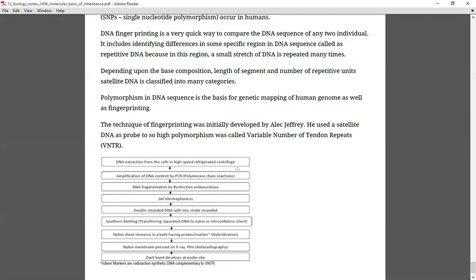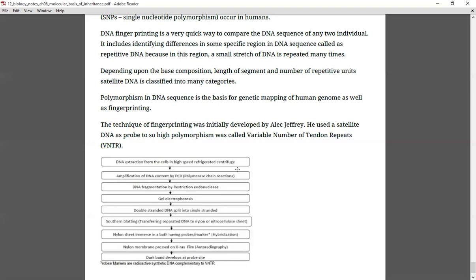VNTR is the variable number of tandem repeats. So here they took the VNTR, that is, the variable number of tandem repeats. They took the cells and extracted the DNA. They did the amplification of DNA, that is PCR. Then they cut the DNA into fragments through the restriction endonuclease. Then they did gel electrophoresis, where the separation took place. Then the double stranded DNA was converted into single stranded DNA.